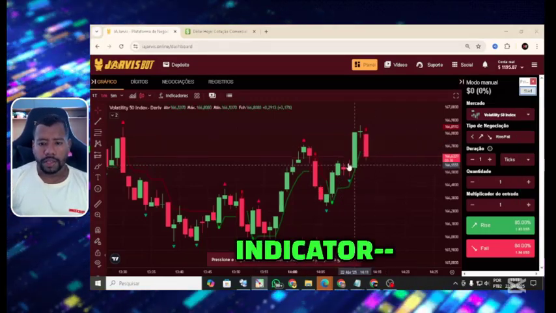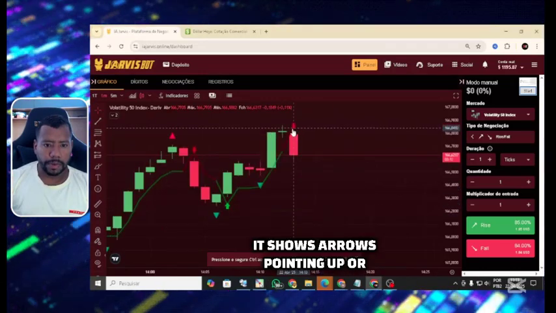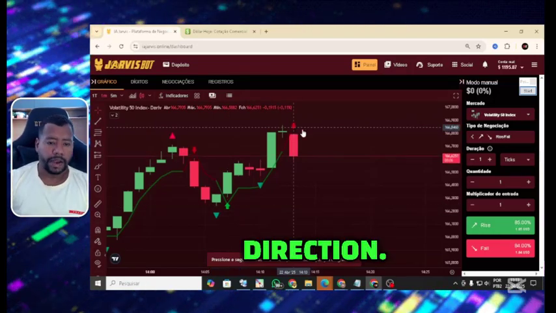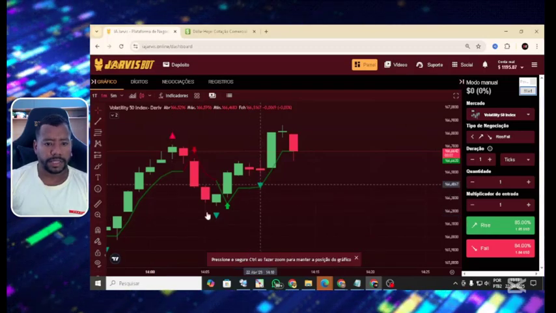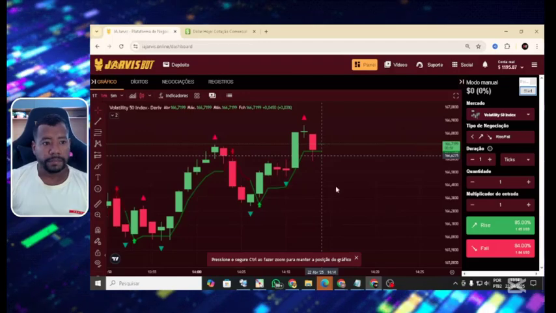These two, the arrow indicator. Let me zoom in. It's the stronger one. Those arrows pointing up or down. This indicator really determines the direction. The other one just confirms the position. Now, let's wait for this candle to close.